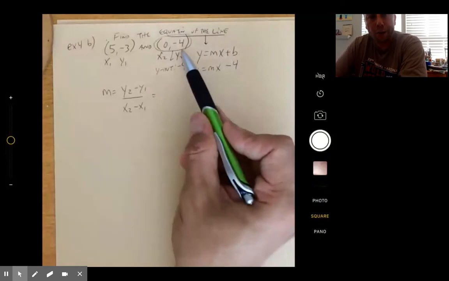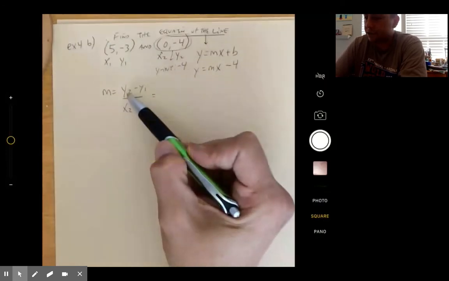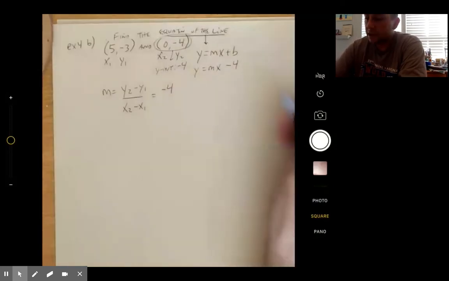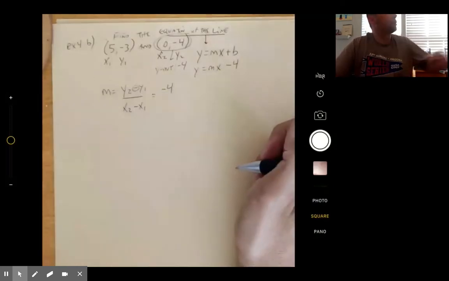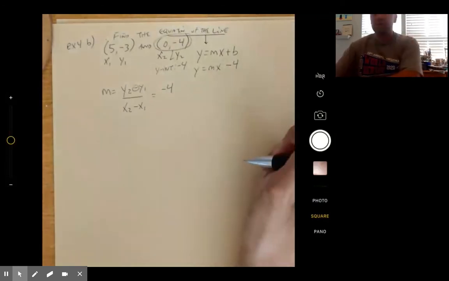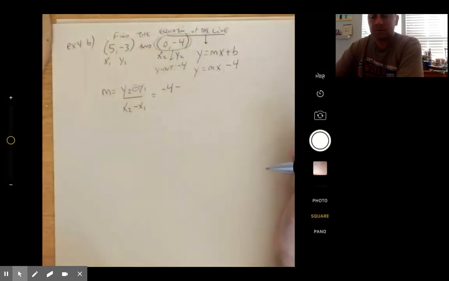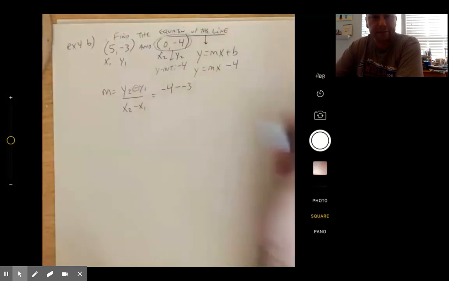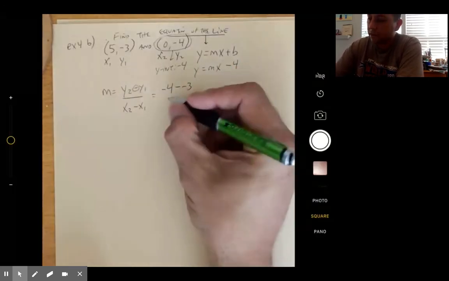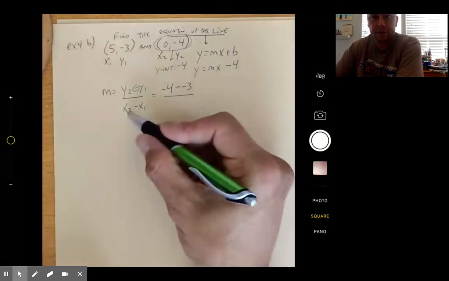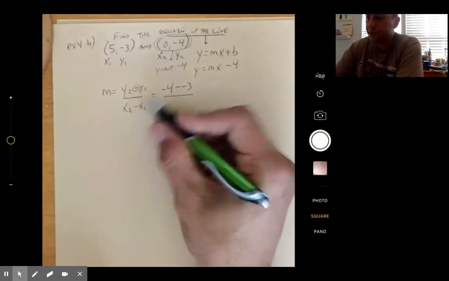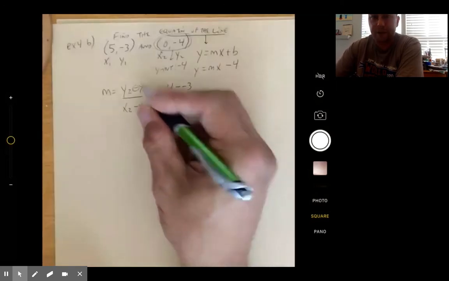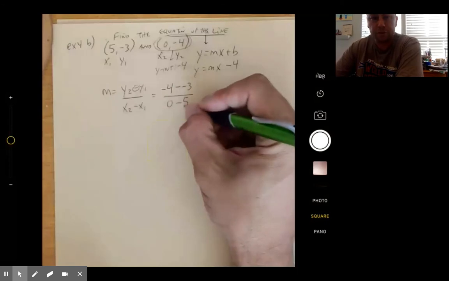The y2 point, which is this one, is given as negative 4. So I'm going to plug the negative 4 in. There's a minus in the middle, which goes here. And then the y point is a negative 3. So I'm going to plug that in, divided by these two values. Well, the x2 is a 0 minus the x1 value, which makes a 5, which goes here.